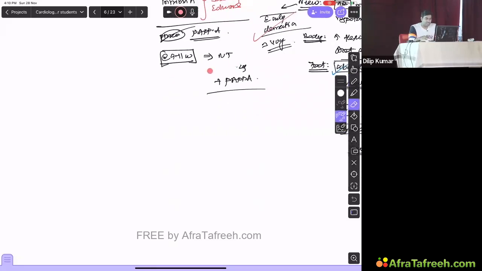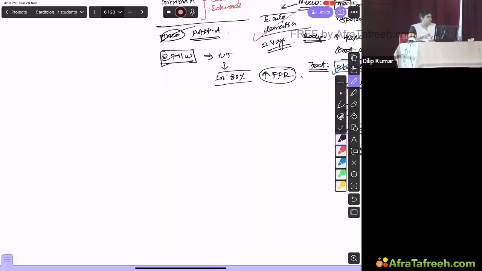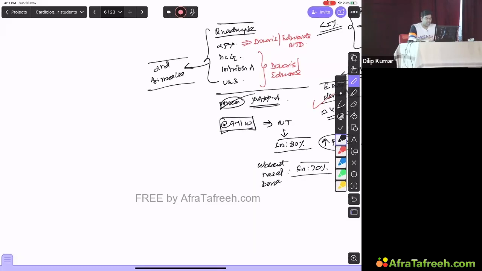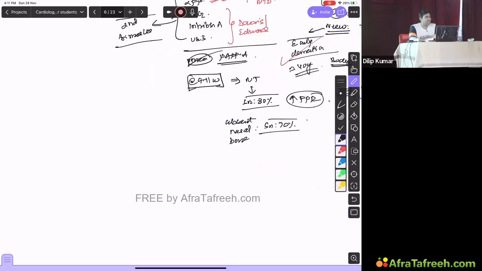And what is the sensitivity of nuchal translucency? Sensitivity is approximately 80% and it has a very high false positive rate. So it cannot confirm whether the patient has Down syndrome or not, and the sensitivity is also not so good. Another thing you can notice is absent nasal bone, which also has a decent sensitivity of about 70%. Remember, quadruple screening is generally performed in the second trimester. NT scan is performed only in the first trimester.